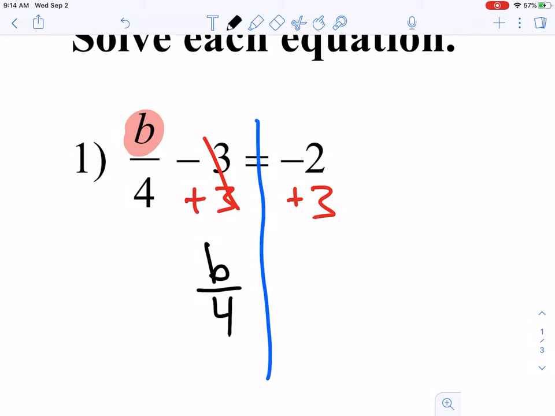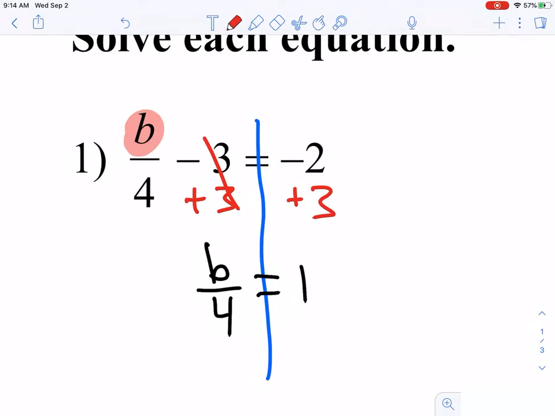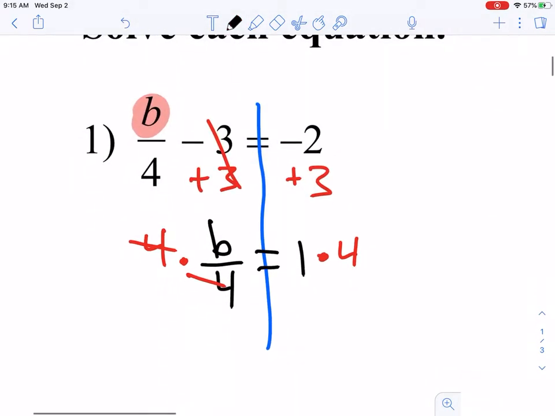divided by 4 is equal to 1. b divided by 4, we need to get rid of divided by 4 by doing the inverse, or the opposite. The opposite of division is multiplication. So we multiply 4 to both sides, that cancels it out. And then b is equal to 1 times 4, which is 4.